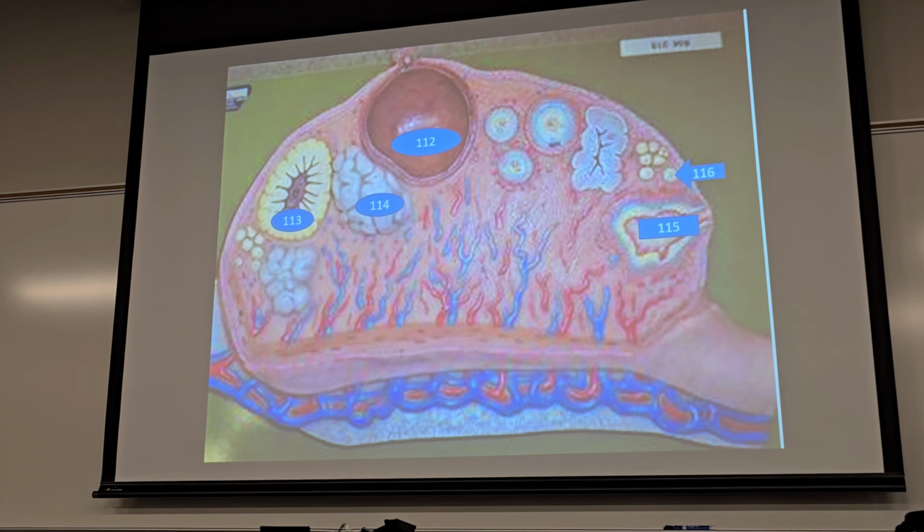Alright. Okay, so we do have a similar model. So let's see. We know, of course, we're looking at the ovary. So what's number 113? Corpus luteum. 114, corpus albicans. And 112? Tertiary. Okay, tertiary, or mature Graafian follicle, whatever you want to say.